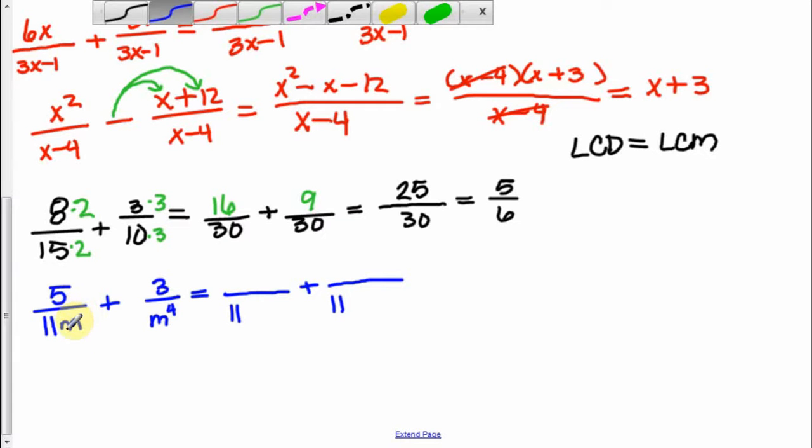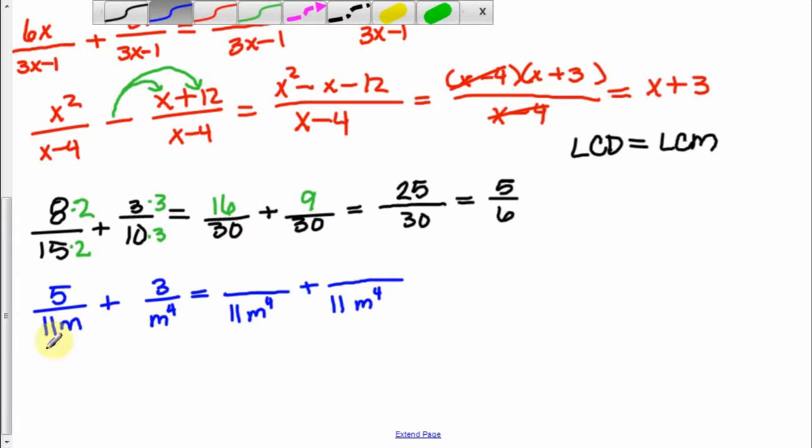Now, how many m's do I have here? 1. How many do I have here? Whatever I put here must be a multiple of both of these. So I can't just put an m here, because m to the 4th times nothing makes m. Okay? I'm going to pick the biggest one. Does that make sense? So if I've got m to the 1st and m to the 4th, then you need all 4 of them in your denominator. You pick the largest amount of each factor.